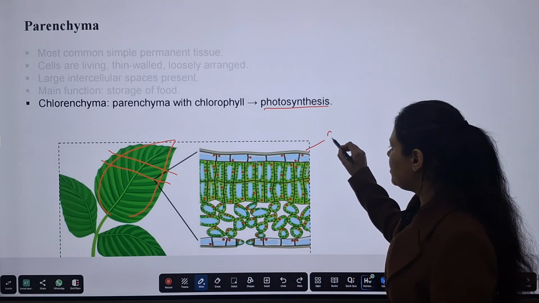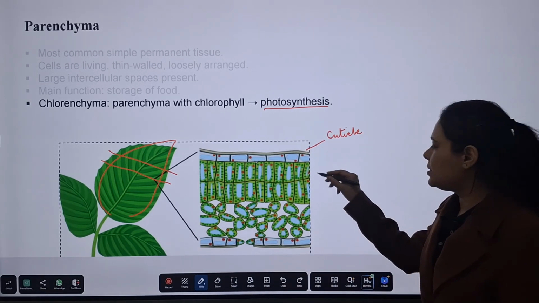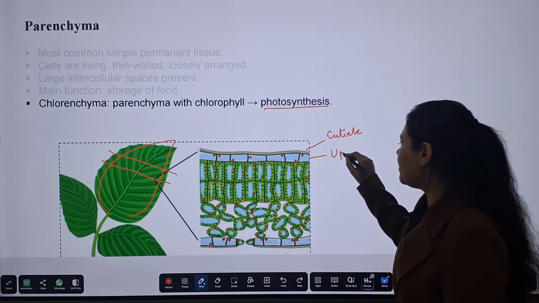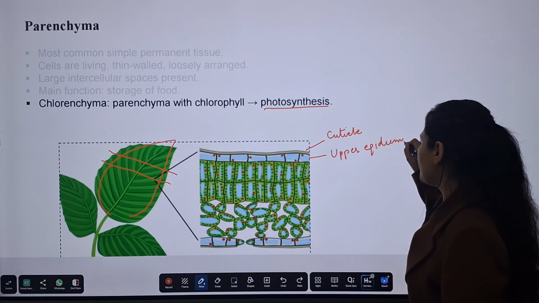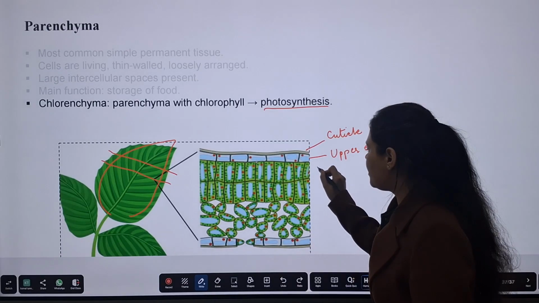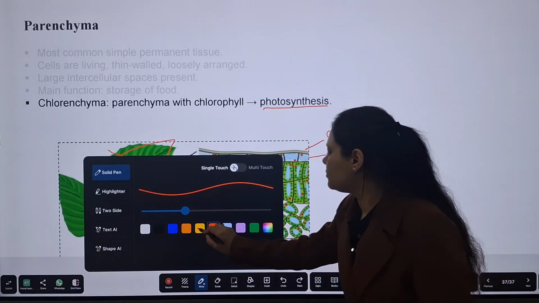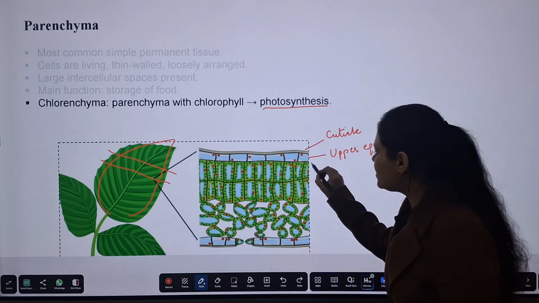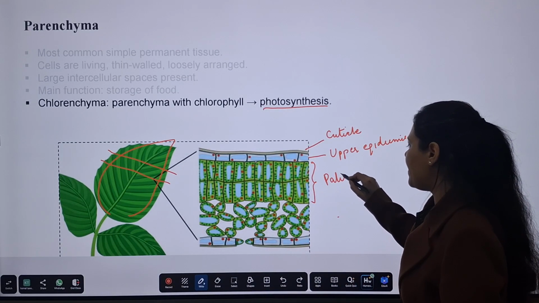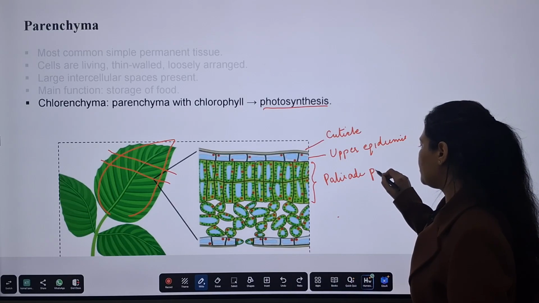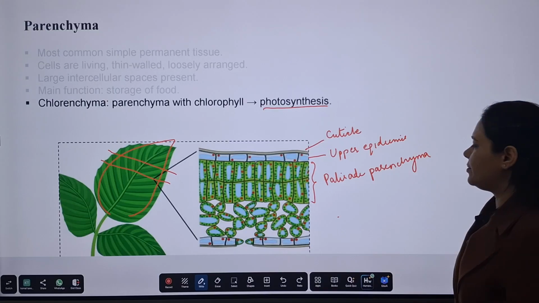This is the cuticle, the uppermost layer, which is basically a waxy layer secreted by epidermal cells. This is the upper epidermis. And these tightly packed layers here, these are basically palisade parenchyma cells made up of parenchymatous tissue.